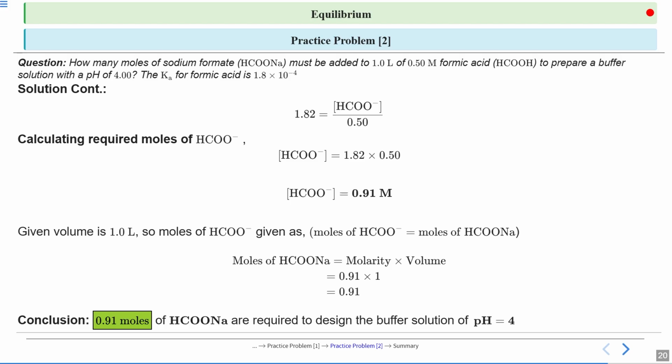Is this clear to you? So if you want to design a buffer solution of pH 4, which already has 0.5 molar concentration of formic acid in 1 liter of the solution, and you already know the Ka, which is 1.8 into 10 to the power minus 4 for formic acid, then 0.91 moles of sodium formate should be added to the solution to make this buffer of pH 4, right?